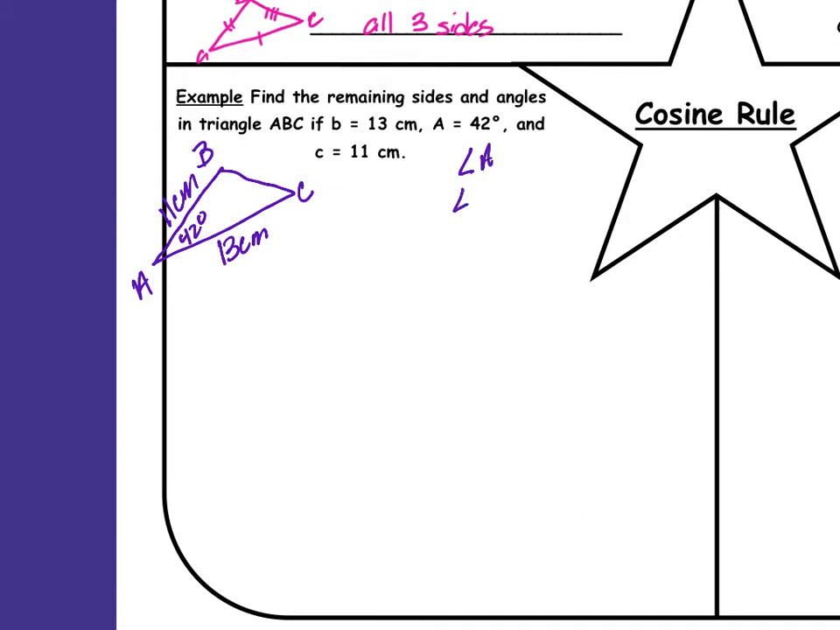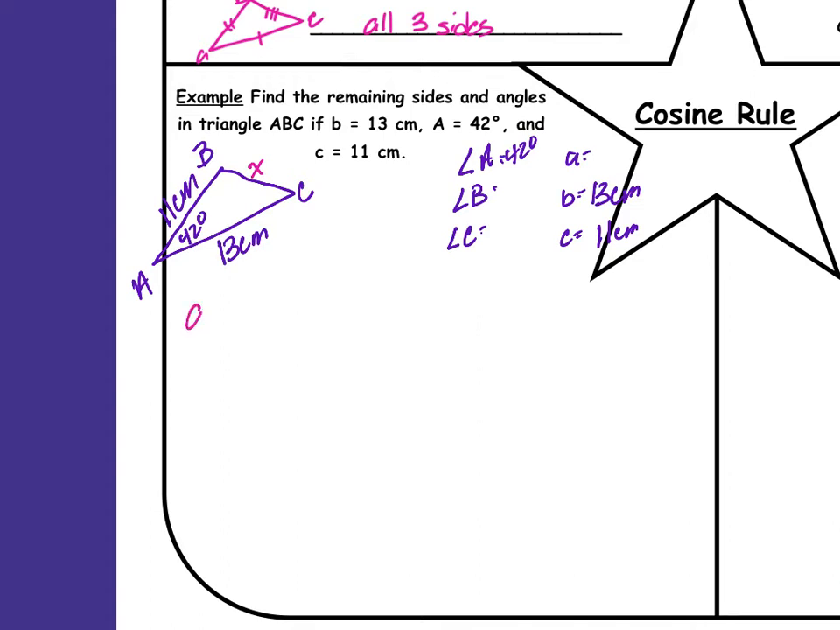So angle A, angle B, angle C, side A, side B, side C. So we've got 13 centimeters, 11 centimeters, and 42 degrees. Okay, great. So if I know angle A, I can find side A. So I'm going to go ahead and find side A first. So I'm looking for this. I'm going to mark it with an X.